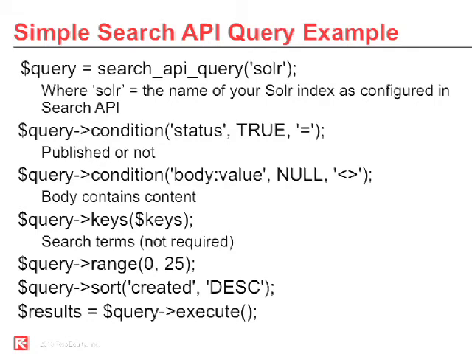Here's a very simple example. Using what we have right here, you could basically create your own core search replacement page, almost. First line there, search API query. The Solr is the actual index name, which is something that you define in the Search API UI. Status true equals, that probably looks fairly familiar to you. That just makes sure that you're pulling published nodes.